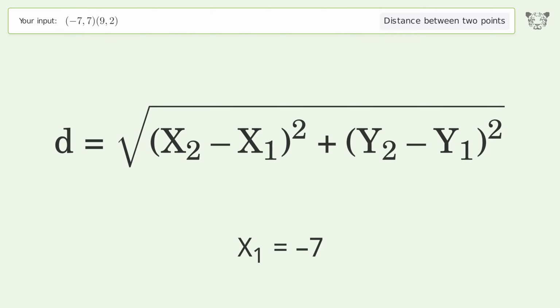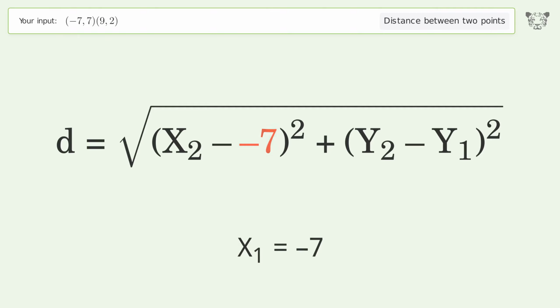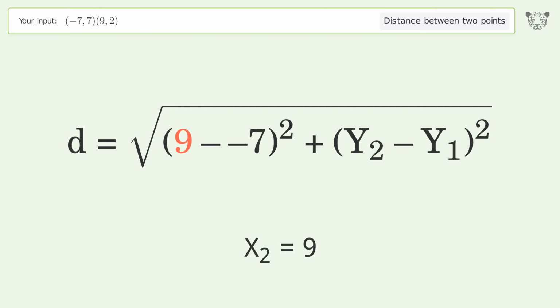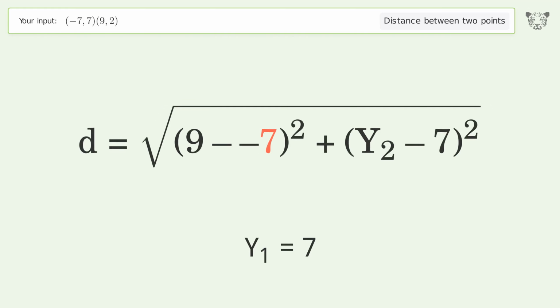x1 equals -7. x2 equals 9. y1 equals 7. y2 equals 2.